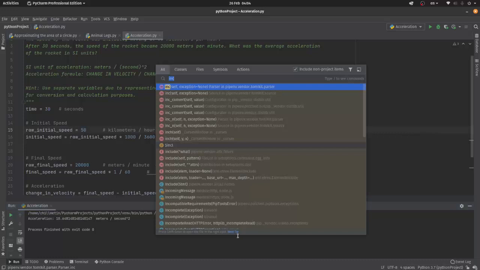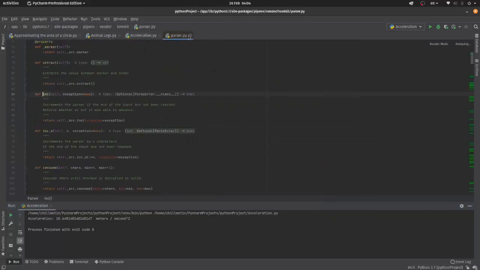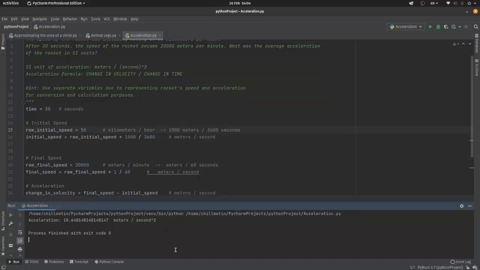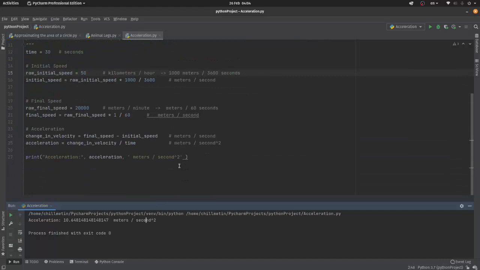Let's see what the result is. The result is approximately 10.65 meters per second squared. You can try it on your own to confirm whether it's true or not. It's actually true.